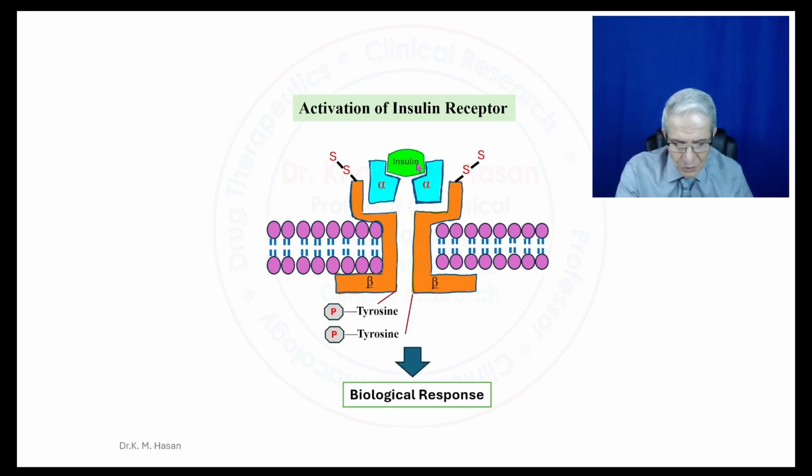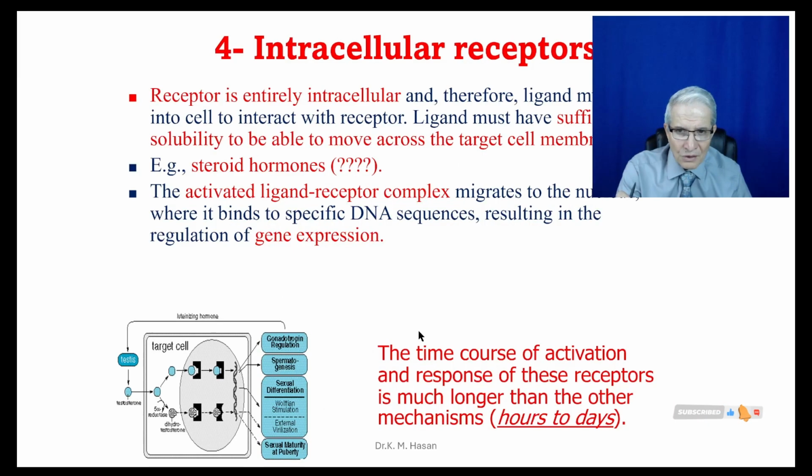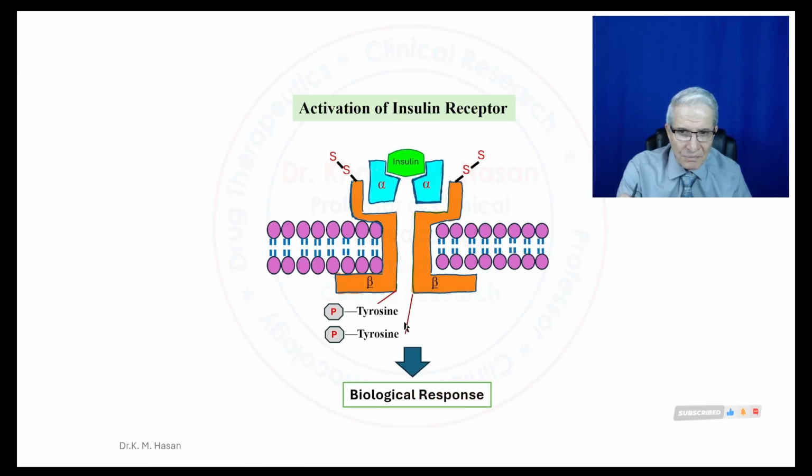You can see that when the insulin binds to the receptor, this will lead to phosphorylation of the receptor. You can see the phosphate bound to the tyrosine. And when the tyrosine is phosphorylated, this will activate the receptor and produce a biological response.